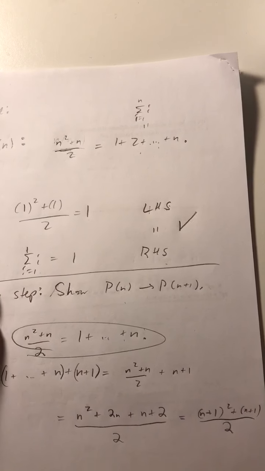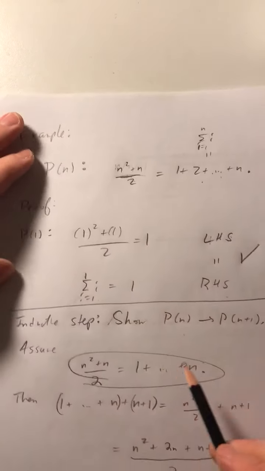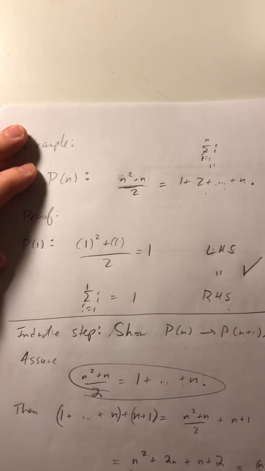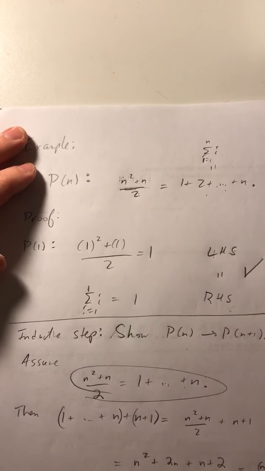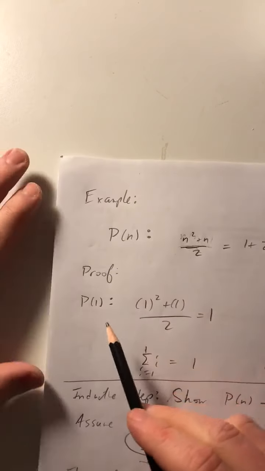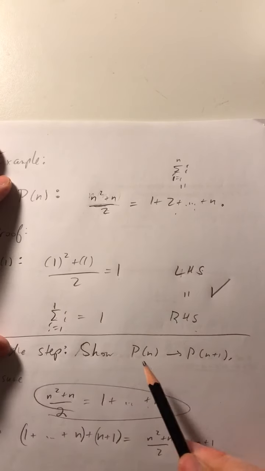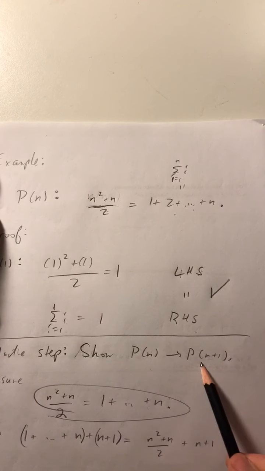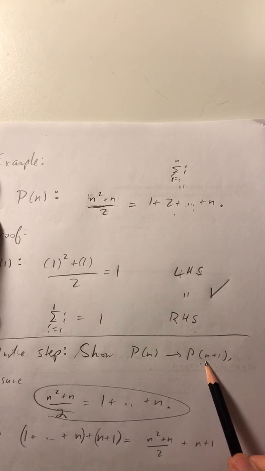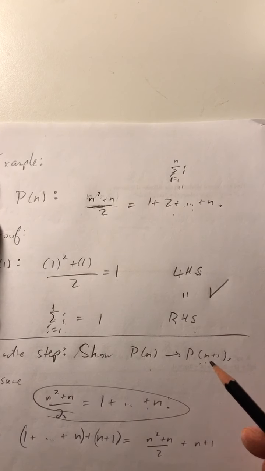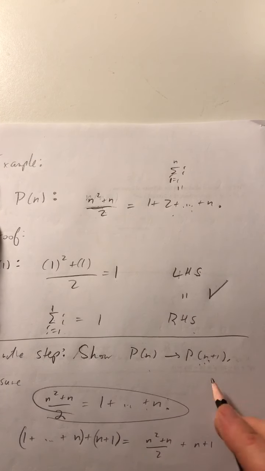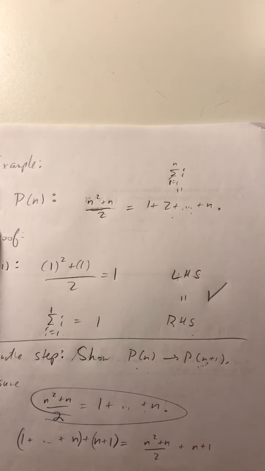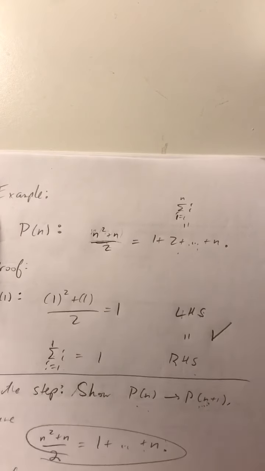Okay? So, now I have P of 1, and I have P of n implies P of n plus 1. Those two things together tell me that P of n is true for all n, because here I know P of 1 is true, I proved it. And then this tells me that P of 1 implies P of 2. So since P of 1 is true, and P of 1 implies P of 2 is also true. Okay? So since P of 2 is true, and P of 2 implies P of 3 is also true. Since P of 3 is true, and P of 3 implies P of 4 is also true, etc. forever.